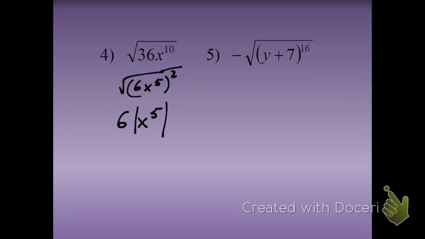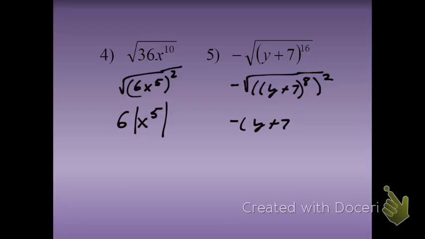Number 5, same kind of setup. Take away, leave the negative, let it hang out. You leave the y plus 7 alone. You need the outside power to be squared, and the inside power is going to end up being 8, since it needs to multiply to 16. So negative y plus 7 to the 8th power.